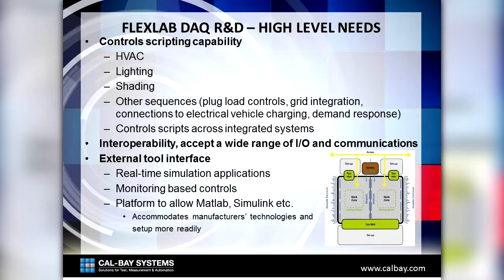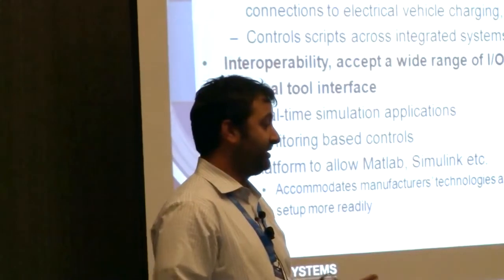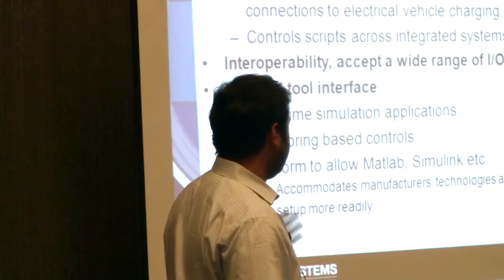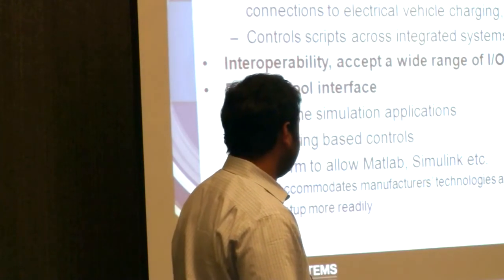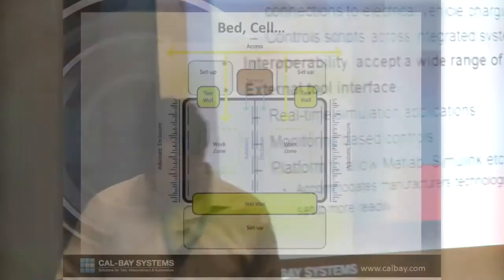But the high-level needs for the facility is basically to give low-level control of HVAC, lighting, shading, and other sequences and control scripts to the ultimate end users of the facility, which are researchers and scientists. We wanted to give the facility interoperability and give the ability to accept a wide range of different I/O types, and also provide an external tool interface. In this industry, there's existing technology that we wanted to be able to adapt to, and also allow the users to use MATLAB and Simulink and things like that.